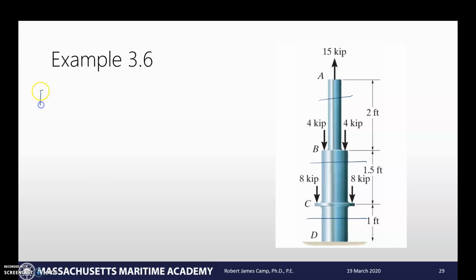So I'm going to start with the first one, and I'm going to have a 15 kip force on that top. Then I come down here to the second one. I have something basically shaped like this. I'm going to have 15 kips pulling one way.